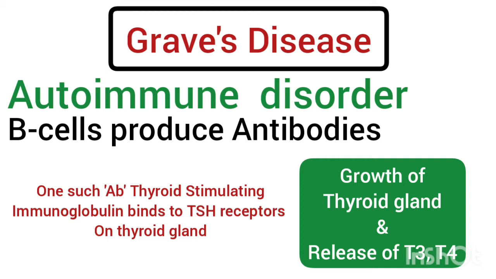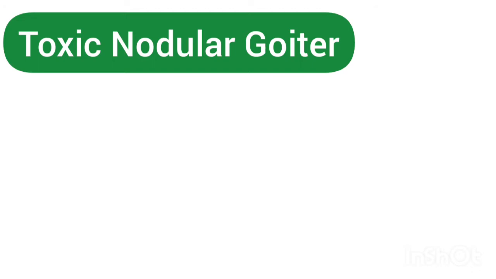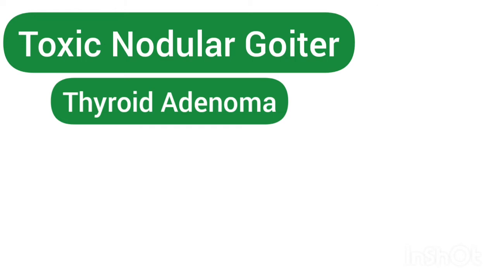Other diseases include toxic nodular goiter, in which follicular cells of the thyroid gland inappropriately produce excess amounts of T3 and T4. Another one is hyperfunctioning thyroid adenoma. It is a benign tumor of the thyroid gland which again produces excessive amounts of the thyroid hormone.